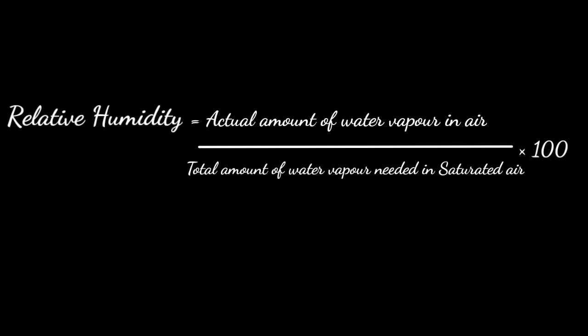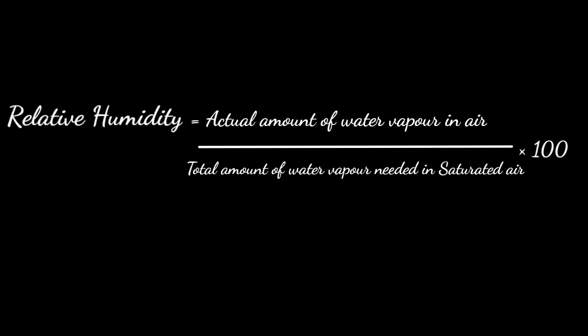Now what is relative humidity? Relative humidity is the ratio between the amount of water vapor present in a given volume of air at a particular temperature to the maximum amount of vapor that the same volume of air can hold at that temperature. It can also be expressed in this way: relative humidity is equivalent to the actual amount of water vapor divided by the total amount of water vapor needed to saturate the air, multiplied by 100. So if you calculate in this way, you'll get the amount of water vapor in percentage.